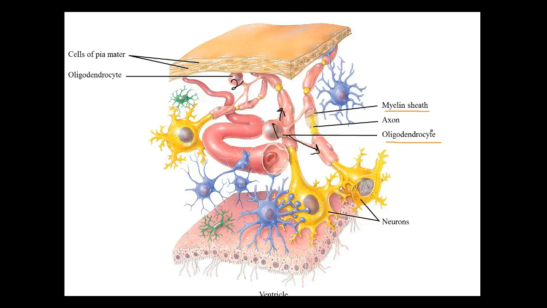The myelin sheath that the oligodendrocyte creates helps insulate the neuron, protect it, and speed up action potentials, those electrical signals.